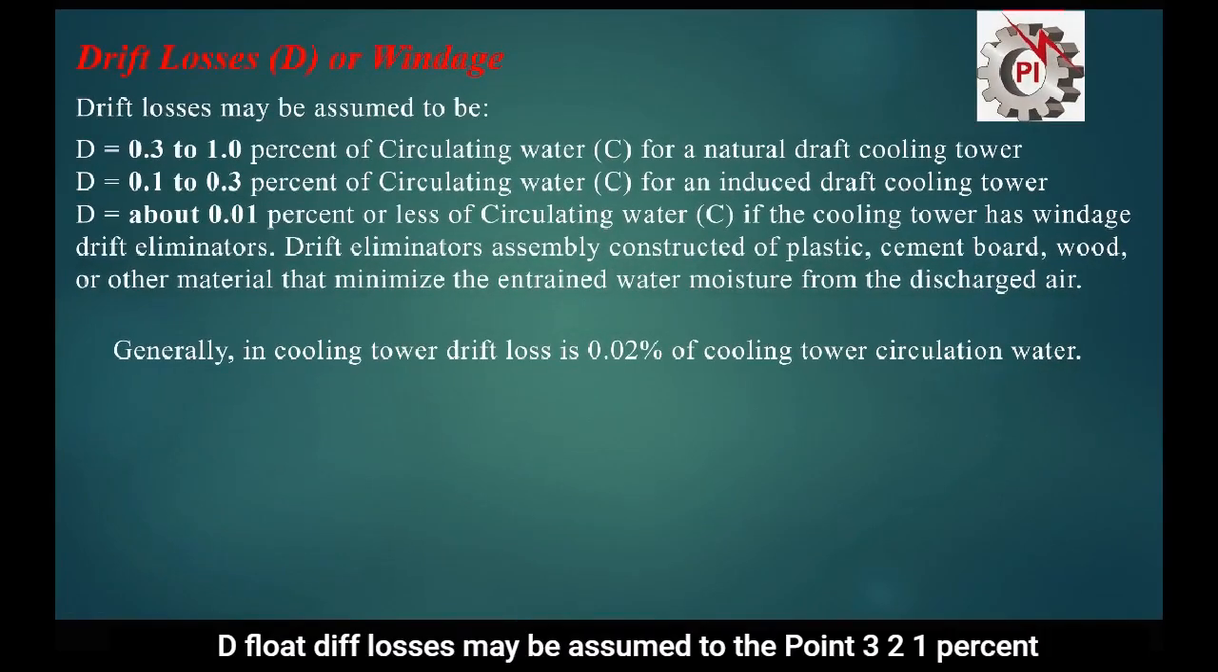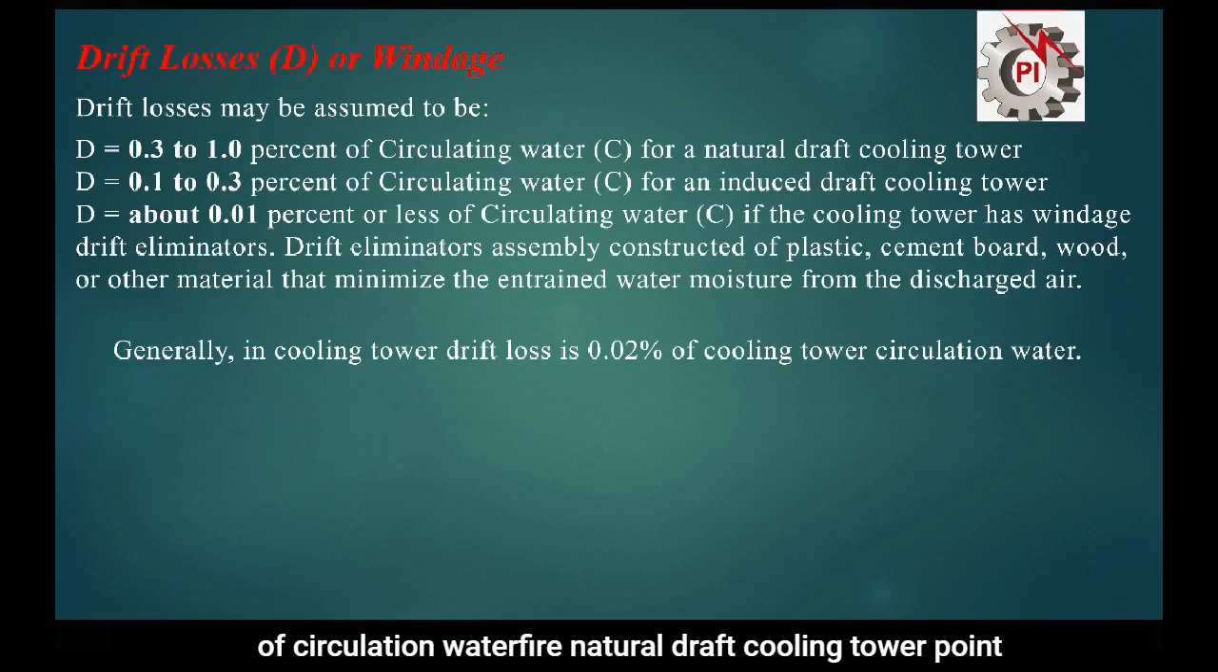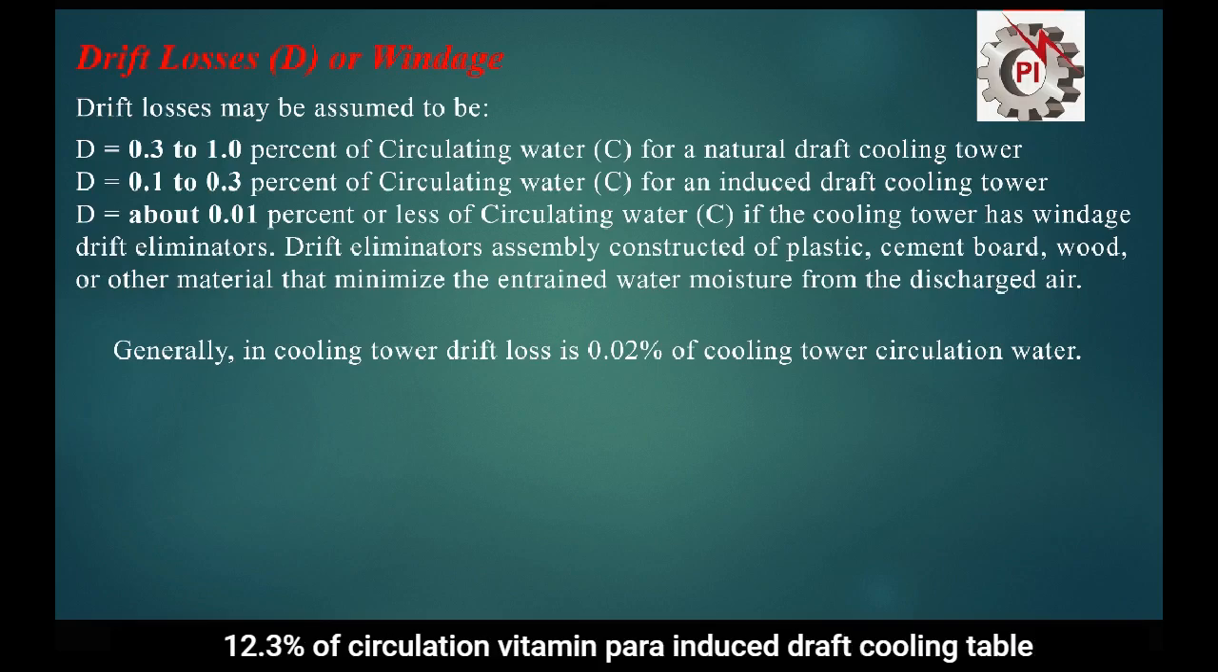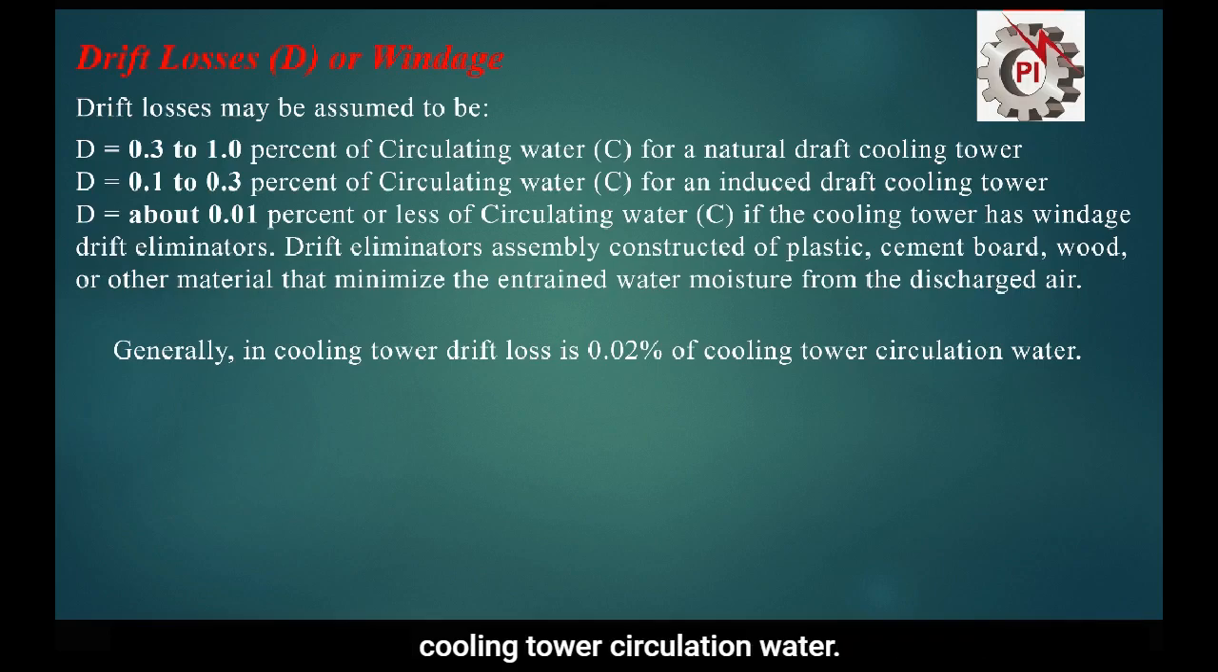Drift losses may be assumed to be 0.3 to 1% of circulation water for a natural draft cooling tower, 0.1 to 0.3% of circulation water for an induced draft cooling tower, and about 0.01% or less of circulation water if the cooling tower has a windage drift eliminator. The drift eliminator assembly is constructed of plastic, cement board, wood or other material that minimizes the entrained water moisture from the discharge air. Generally, in a cooling tower, drift loss is 0.02% of cooling tower circulation water.